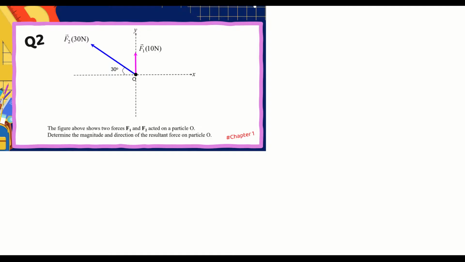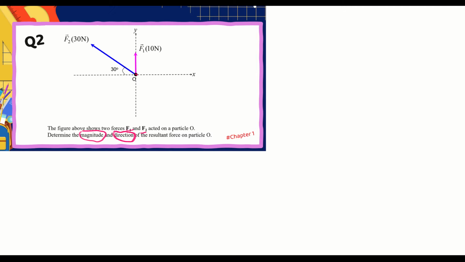Okay class, solution for question number 2. So we have the question here. We have two forces, F1 and F2, acted on particle O. Determine the magnitude and direction. So we have two things to find for this question.